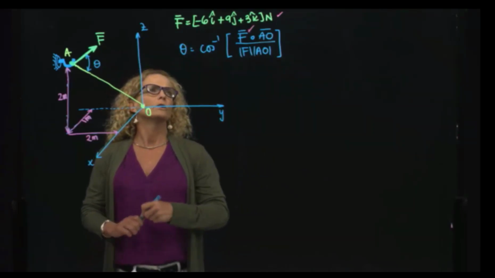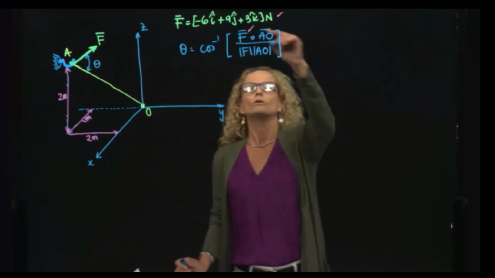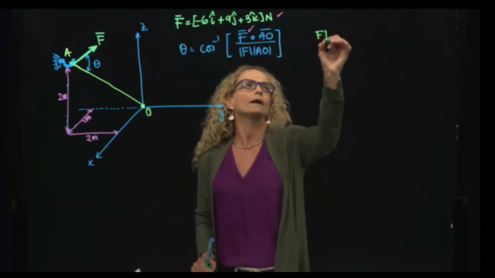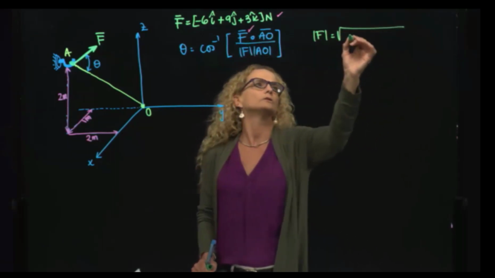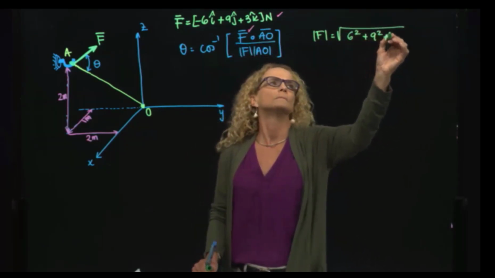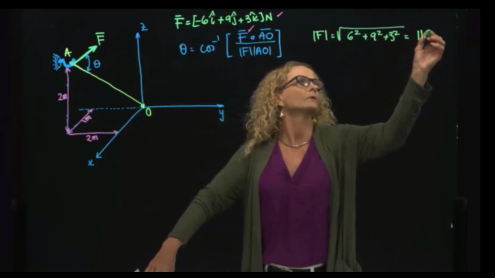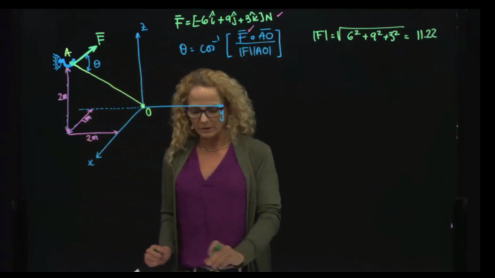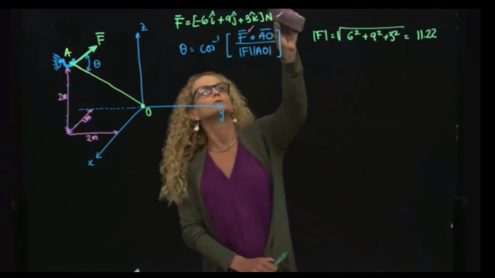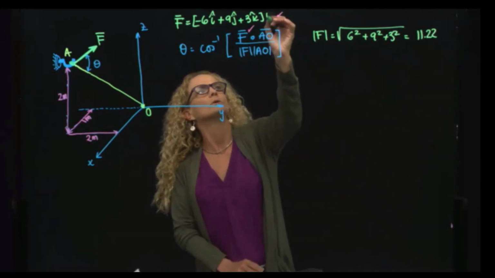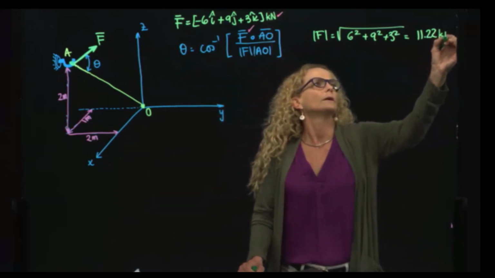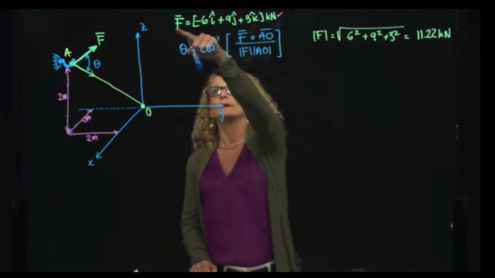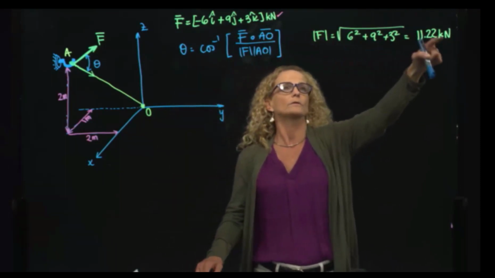Well, let's start with the magnitude of F. That's easy, right? If F is this value, the magnitude of F will be just the square root of the sum of the squares of each of the components. Right here, this is 11.22. And that force is given in kilonewtons, as you see in the PowerPoint. So let's write the units correctly. The magnitude will be given in kilonewtons as well.